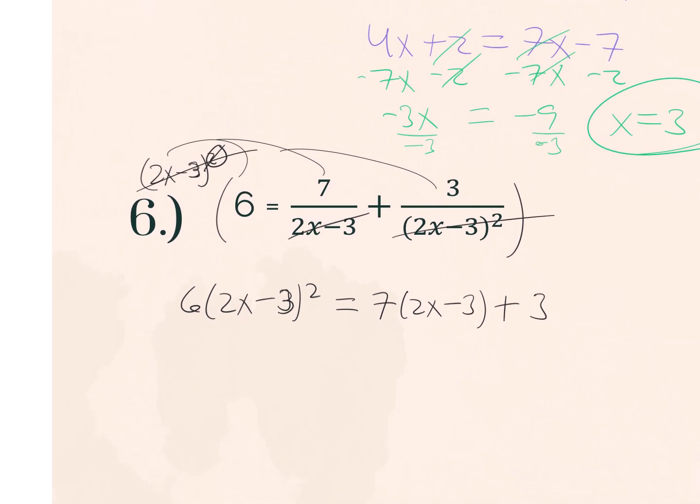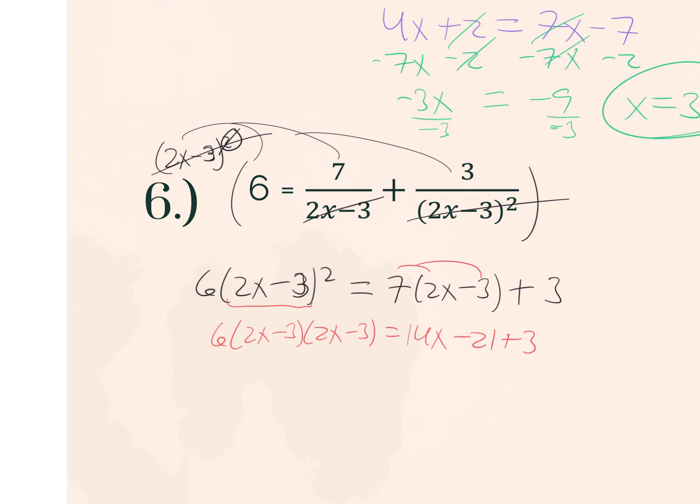All right, so we can distribute the 7, and we can also FOIL this (2x minus 3) squared. So if you wanted to FOIL it out, we can write out 2x minus 3 twice. And then I'll take care of the 7 first. So distributing the 7, we get 14x minus 21 plus 3. And then FOILing 2x minus 3 times 2x minus 3 should get us 4x squared minus 12x plus 9. And this is all times 6.